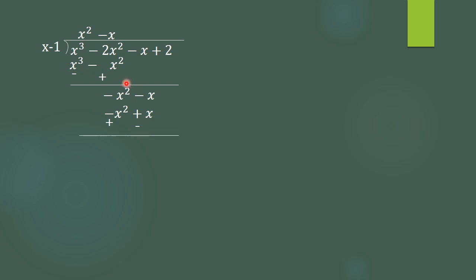Now the x square minus x square will get cancelled. This is a minus x, so it becomes minus 2x, and this plus 2 should be noted down. Now this minus 2x divided by x, we will get minus 2. Now multiply. This is minus 2x. Minus of minus will become plus 2. Change the sign. This will be plus, this will be minus, and when we subtract, ultimately we get 0. So we get the remainder as 0.